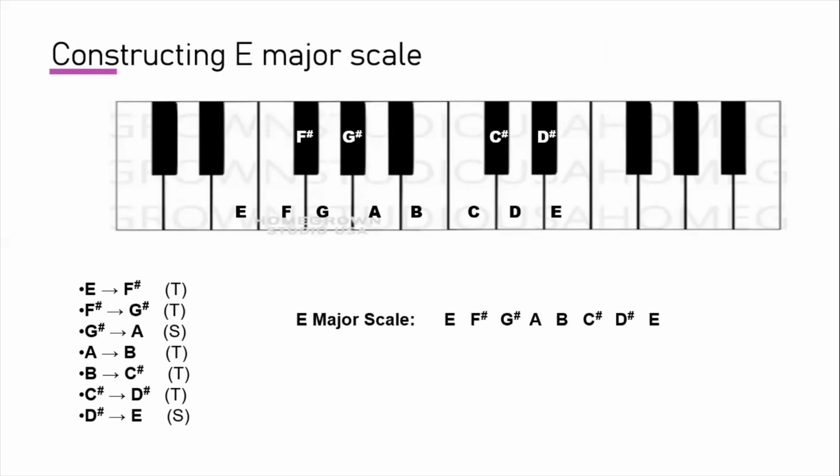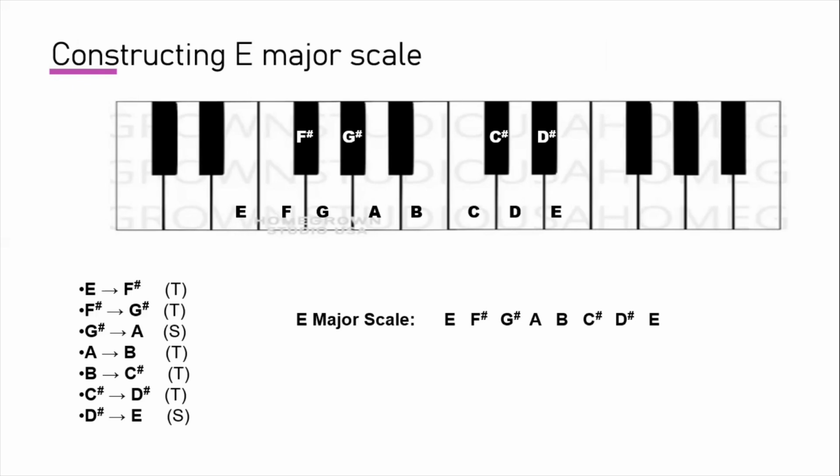Now let's go to the main thing for today, constructing the E major scale. Now we have the keyboard again, and now we have E, F, G, A, B, C, D, E, which we can refer to as an octave. Now, the E major scale itself is E, F sharp, G sharp, A, B, C sharp, D sharp, and E.